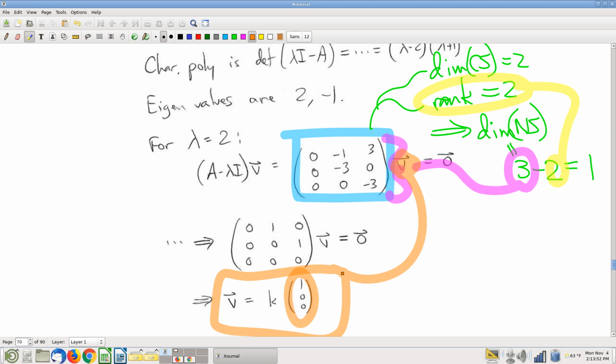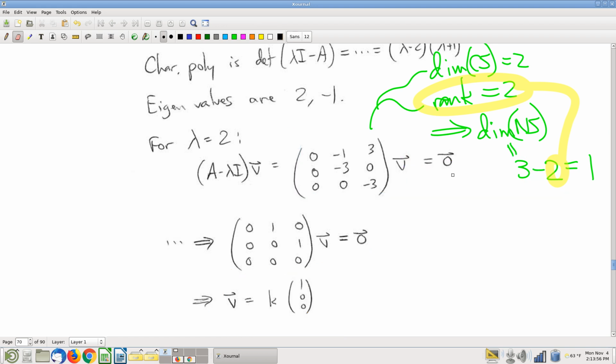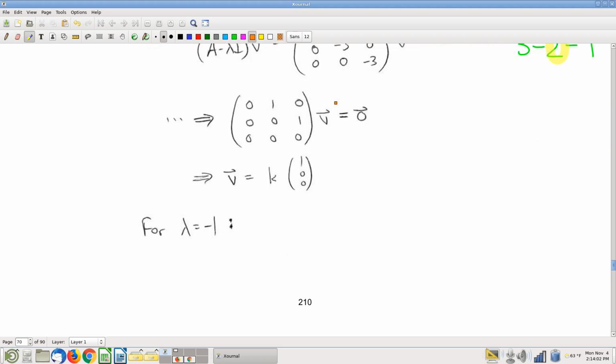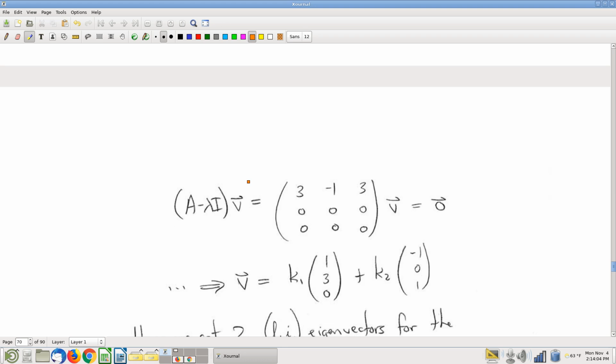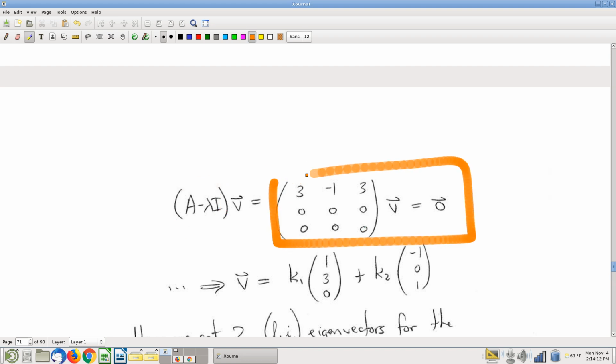Okay. Right. So that was for this eigenvalue here. Now let's look at the next one. Let's look at -1. For lambda equals -1, A minus lambda I is that. Again, we've got a null space to think about. Here, and how am I going to find the rank of this matrix?